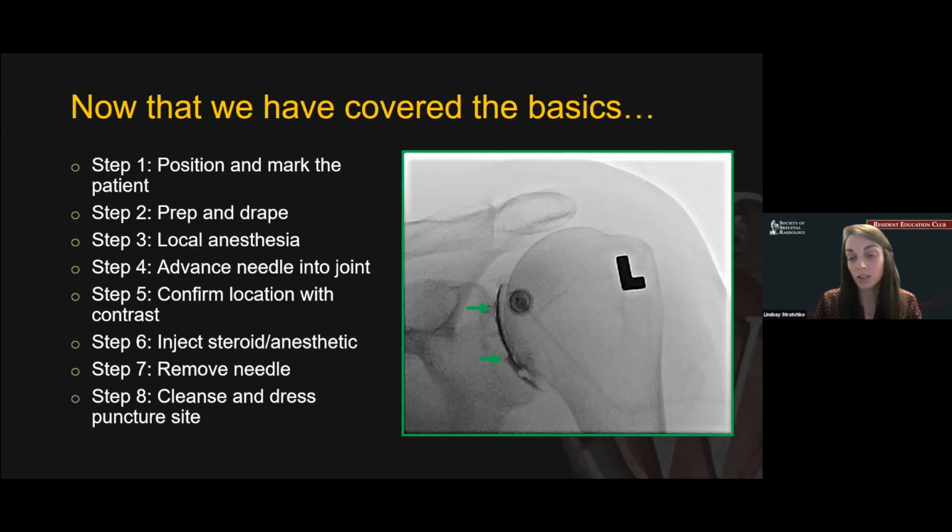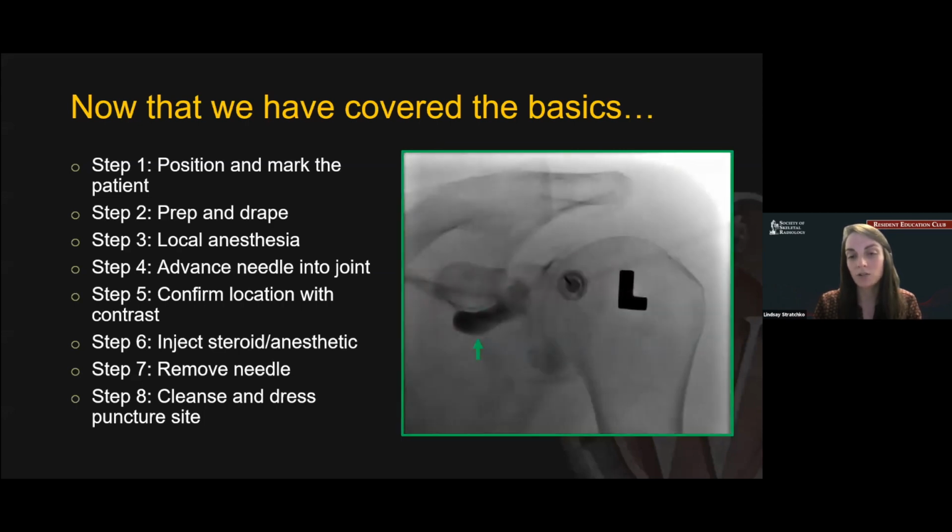The joint injection itself should be very low resistance. So that's one tactile thing that you can think about as you're injecting. If you find that you have a lot of resistance, then the likelihood of you being capsular rather than intra-articular is higher. So just be cognizant of your contrast, and also how much resistance you're feeling.